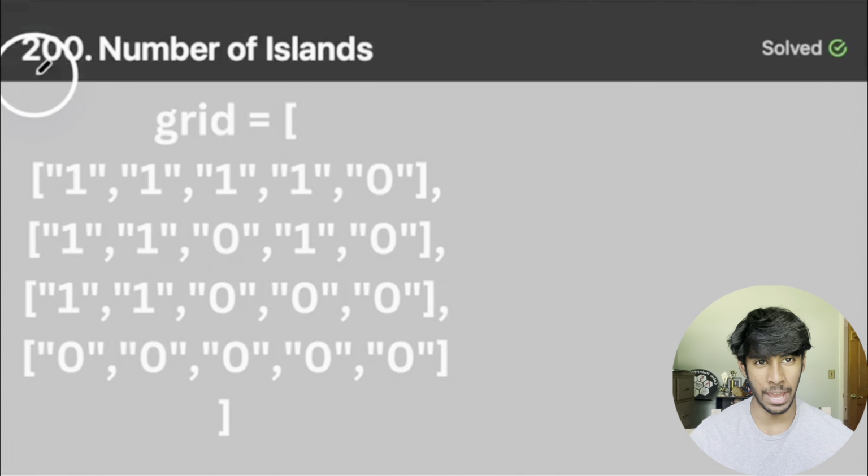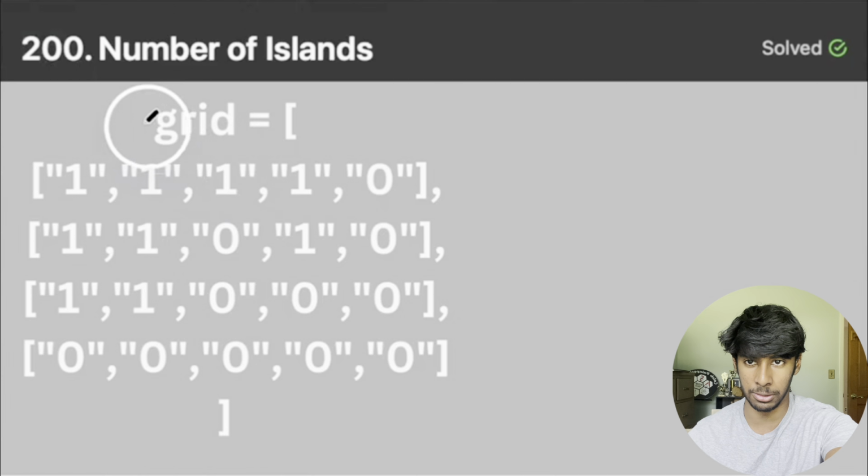In this video, we're going to be solving Leetcode question 200, which is number of islands. Let's get started. So in this question, we are given a grid, which is represented as a 2D array of elements, where each element is a string that either contains the value 1 or 0.